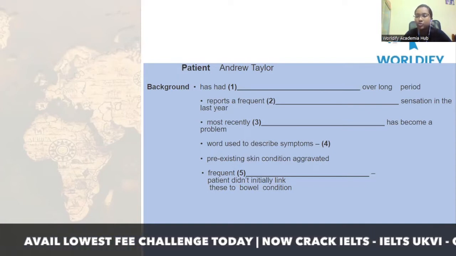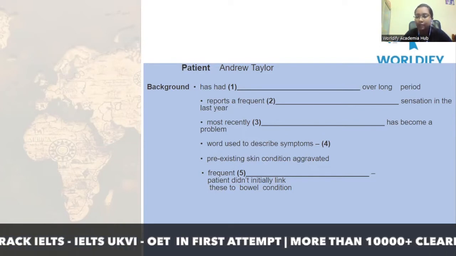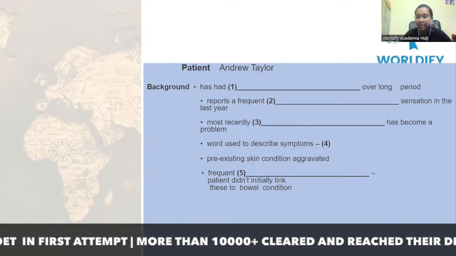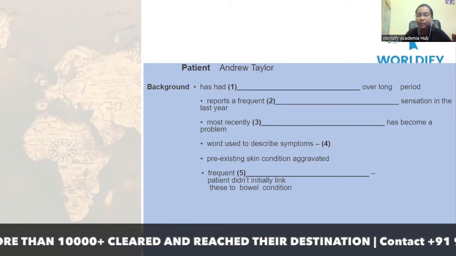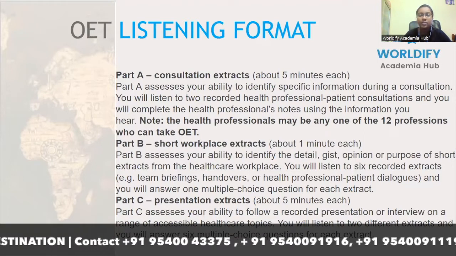You will have 12 fill in the blanks belonging to the first extract and the next 12 fill in the blanks belonging to the next extract. So you will have 24 fill in the blanks. So you will have 24 questions in part A. Okay, next is part B.